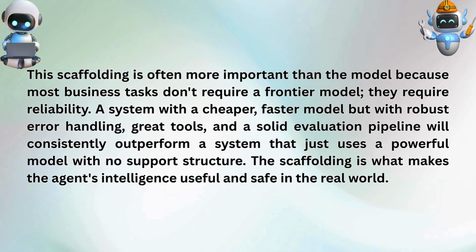This scaffolding is often more important than the model because most business tasks don't require a frontier model. They require reliability. A system with a cheaper, faster model, but with robust error handling, great tools, and a solid evaluation pipeline will consistently outperform a system that just uses a powerful model with no support structure. The scaffolding is what makes the agent's intelligence useful and safe in the real world.